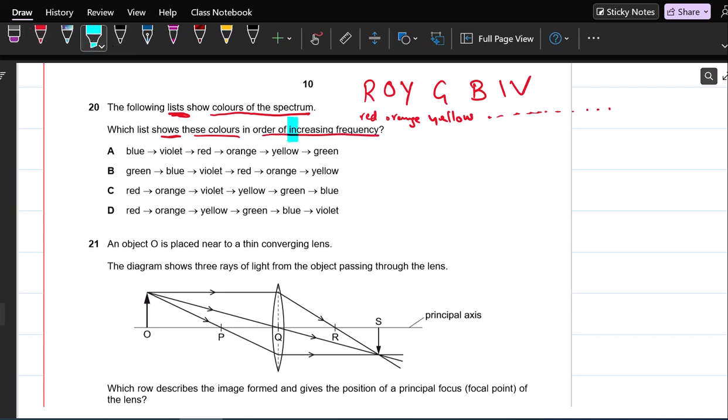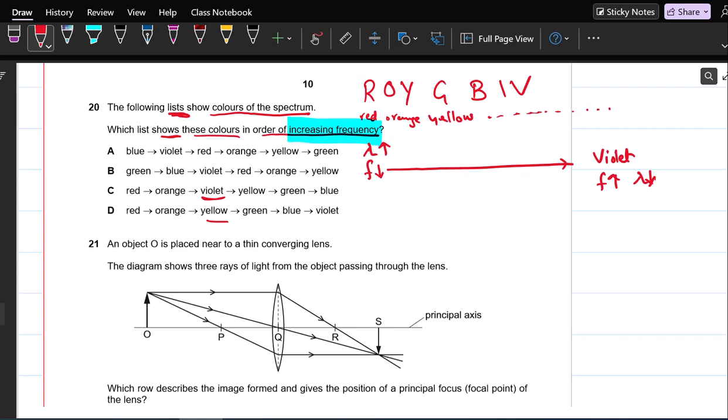Increasing frequency. Red is having greatest wavelength and frequency is smaller. As you go from red onwards till violet, frequency will increase because wavelength is smaller. So red, orange, yellow, it is not possible. Yellow, green, blue, and violet. Indigo is missing, so D is right, by the way. So you have to remember this pattern in my lessons. If you watch my lessons regarding light, you can see that this is explained there.